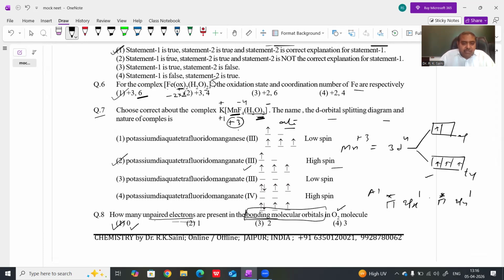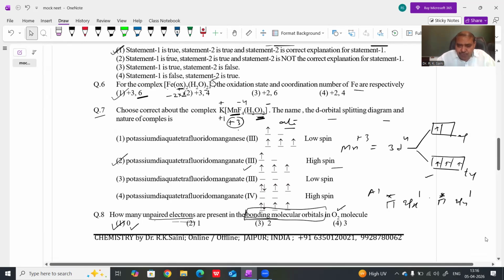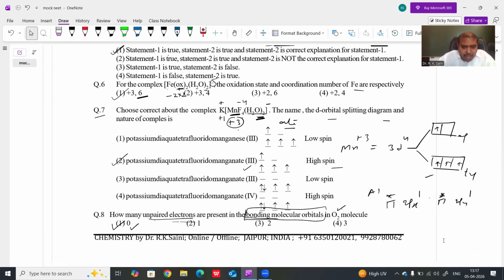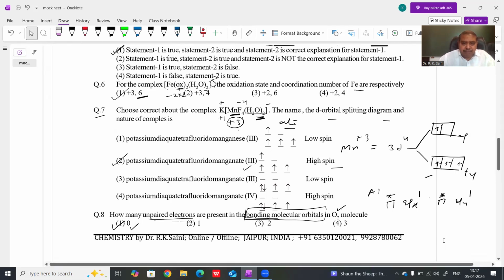Very important: I suggest that before writing the answer in your OMR sheet, you first read the question clearly and carefully, and then fill in your OMR sheet. Question number 9.